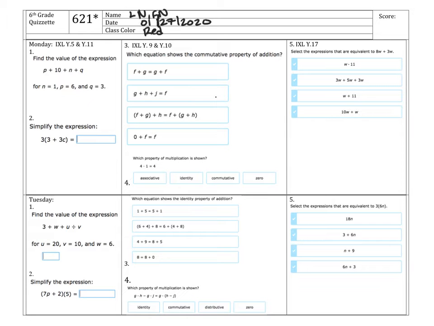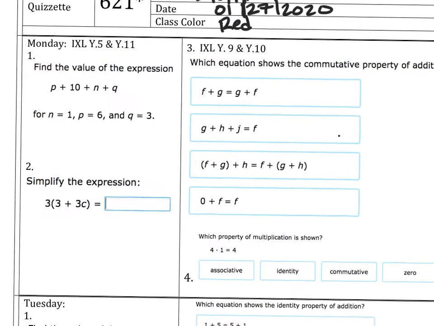Number 1, it says, find the value of the expression P plus 10 plus N plus Q. This can also be found on IXL. If you have an IXL account, the IXL that I'm doing is 6th grade Y5 and 6th grade Y11.